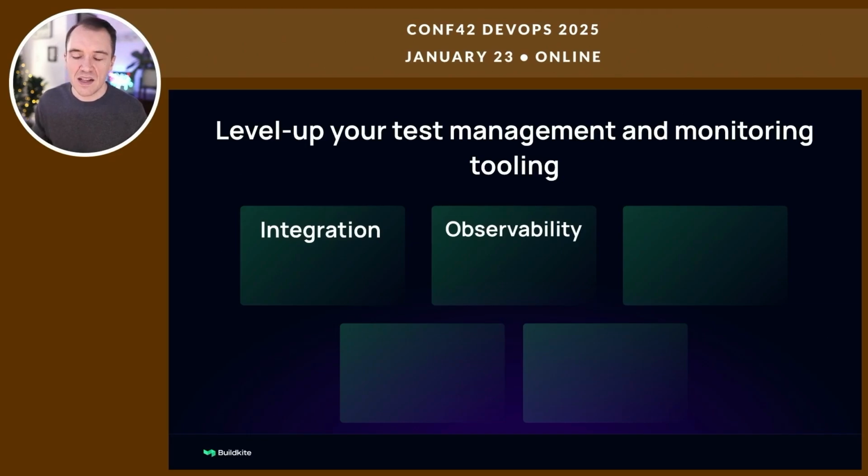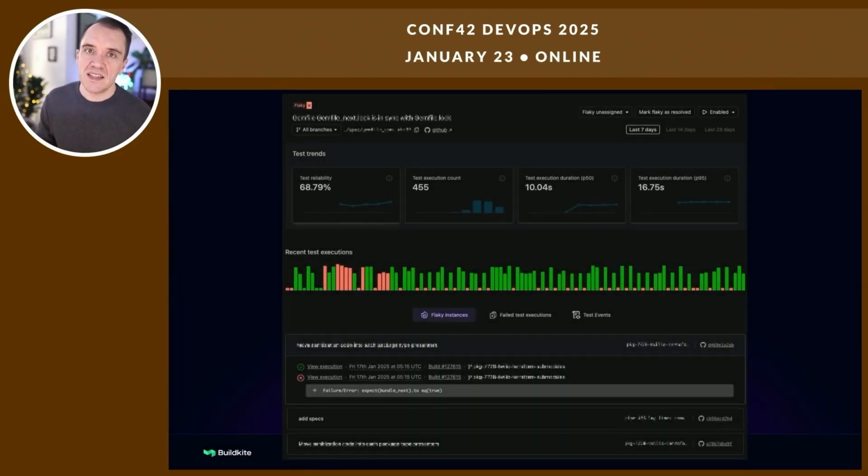So first things first, from your test observability tool, you'll want dashboards, you want charts, you want metrics all over the place. Like, how reliable is my test suite, or the test individually? How long does my test suite take to execute? Are there any particular trends that I should worry about? What are my worst performing tests?